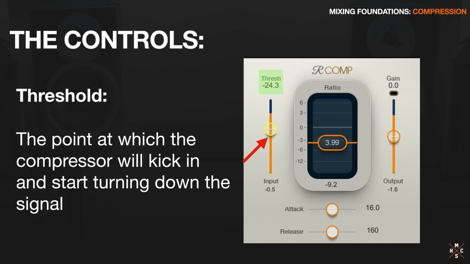First, we have the threshold, and the threshold is just the point at which the compressor will kick in and start turning down the signal. Now, in some compressors like this one on the screen, you control the threshold. In others, the threshold is just hardwired. It's just hard set at a certain level, and so you just control the input level going into the unit to control how much compression it's doing. So if you look where this red arrow is pointing here, that little line, you can see where the input signal is. Basically anything that crosses that line, that's when the compressor is going to kick in.